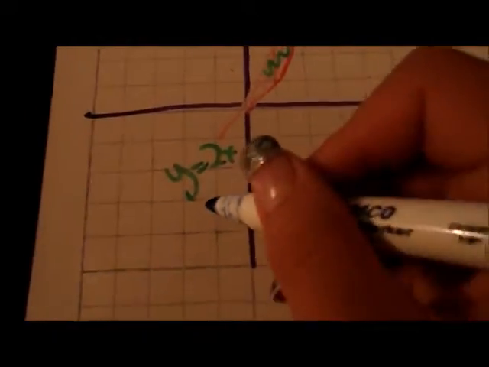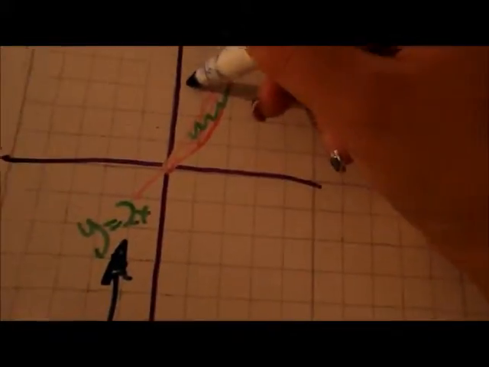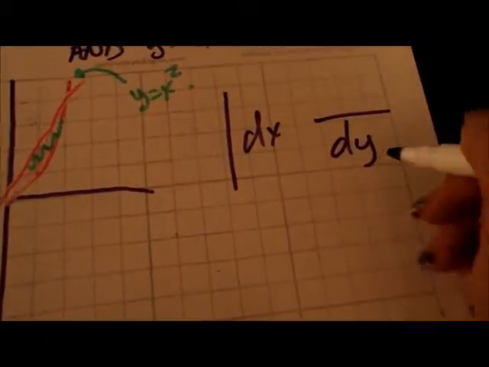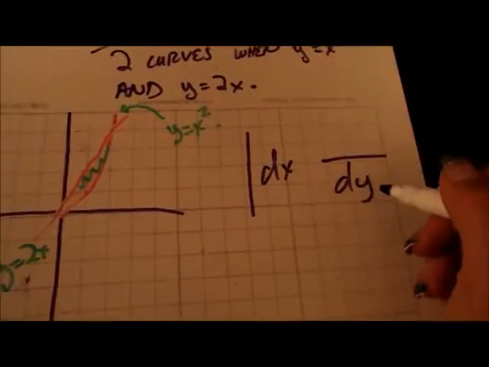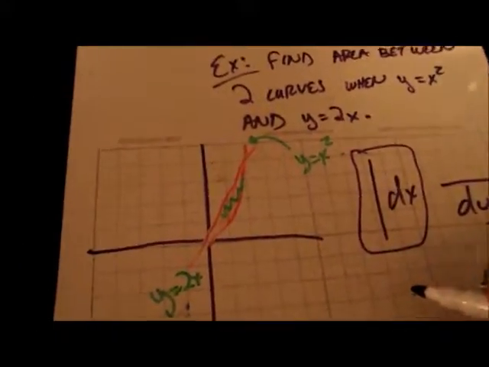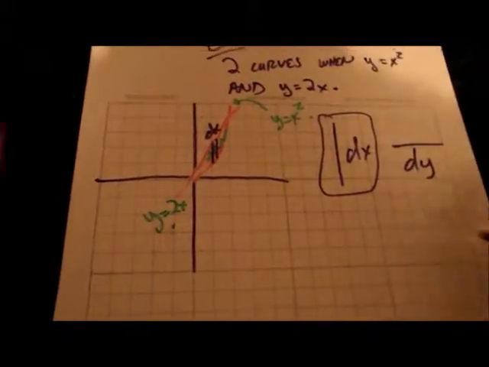You can tell that the bigger function is y equals 2x because it is above the curve of y equals x squared. Next, we decide which way we are going to draw our strip, either vertical as dx or horizontal as dy. I'm going to use dx because it touches both graphs all the way through.